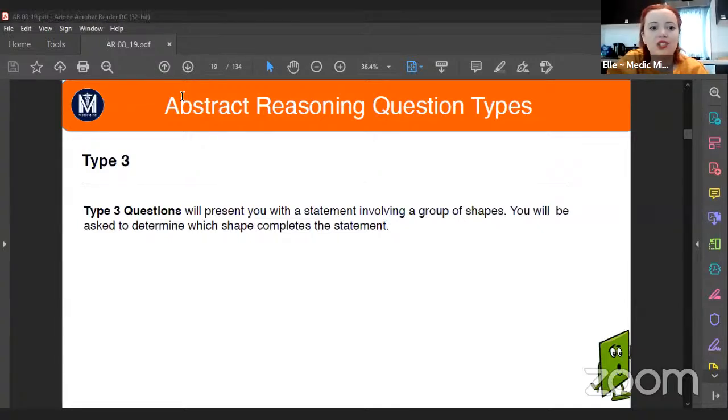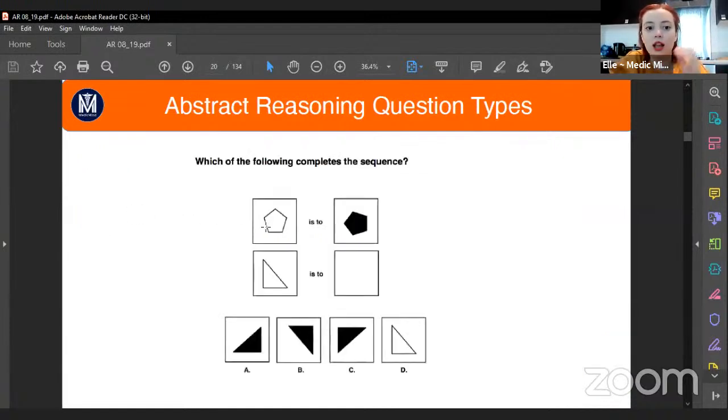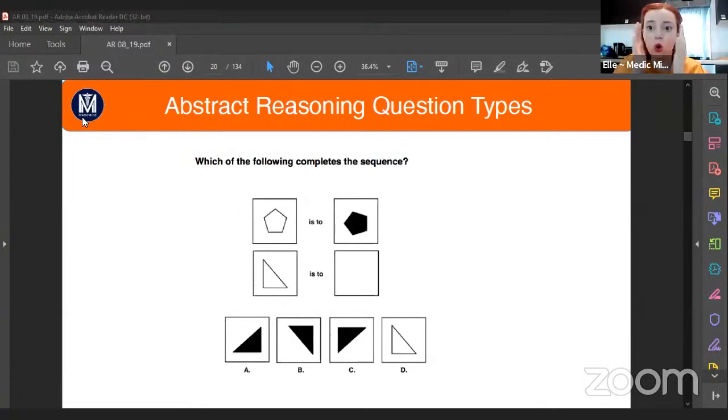Okay, type 3 questions then. So type 3, again, we're moving on to a different question type now. This is where you're given a statement involving a group of shapes and you're determining which shape completes the statement. So this isn't a written statement. This is where you've got something like this is to this as this is to this. So again, you're thinking slightly differently this time. You're thinking what has changed between the first shape and the second, and then what rule would you then use to change your next shape into its new pattern?